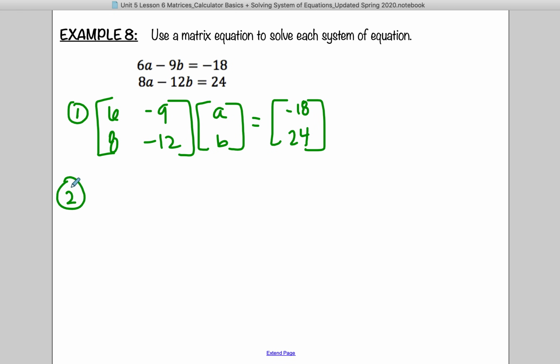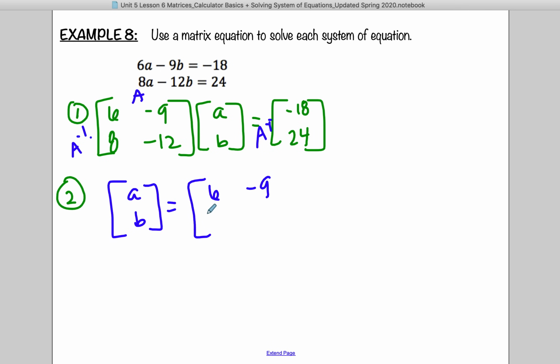Step 2, I'm going to shorten up my writing a little bit here. I want to get rid of this matrix. So what I will do is multiply both sides, let's say this is matrix A, by its inverse. Okay, so to get AB, what I need to do is A inverse. So I'm going to rewrite matrix A, but I want the inverse of it times this matrix here, -18, 24.